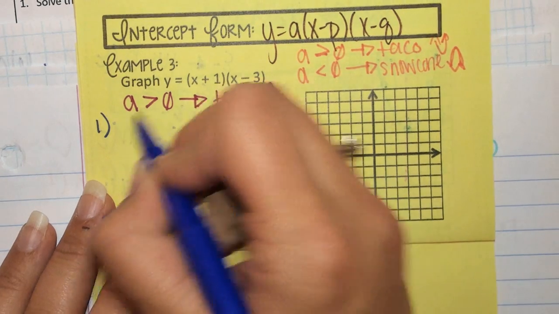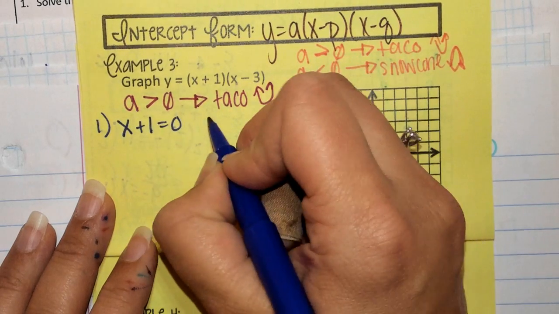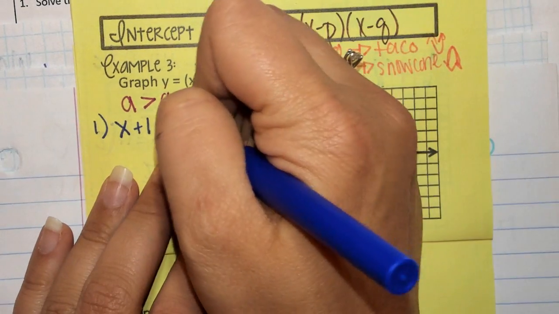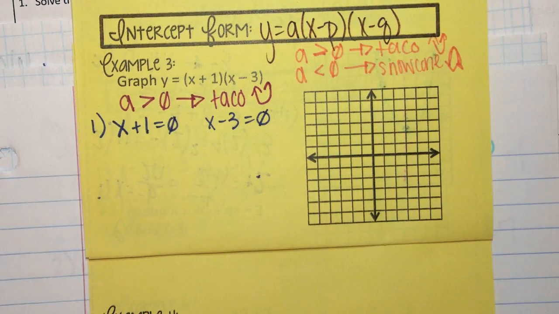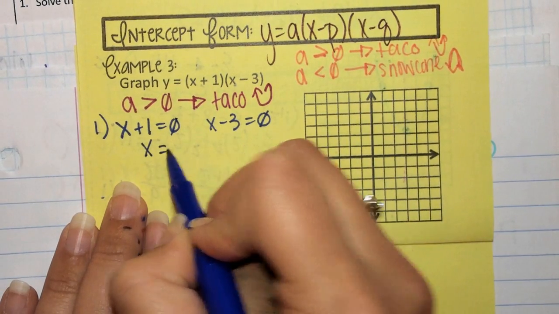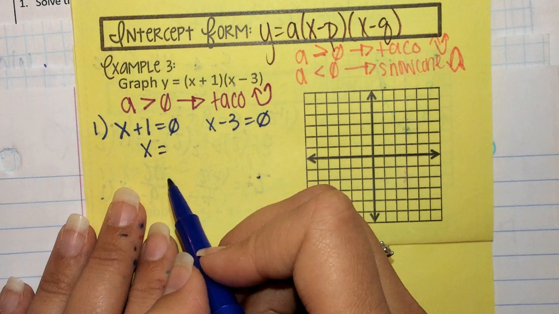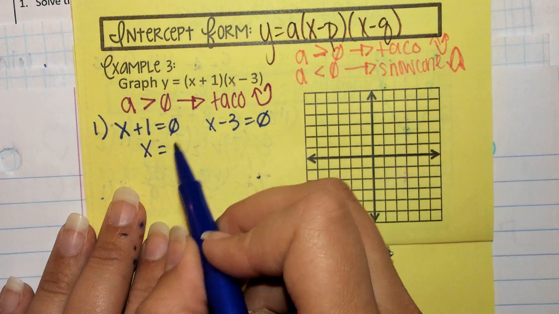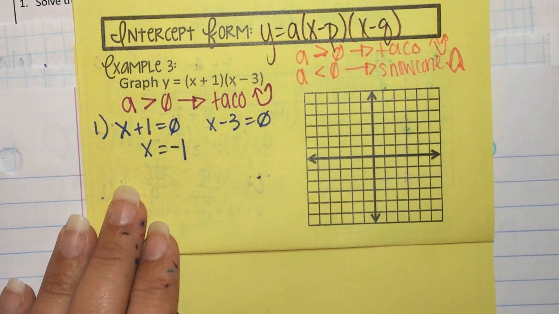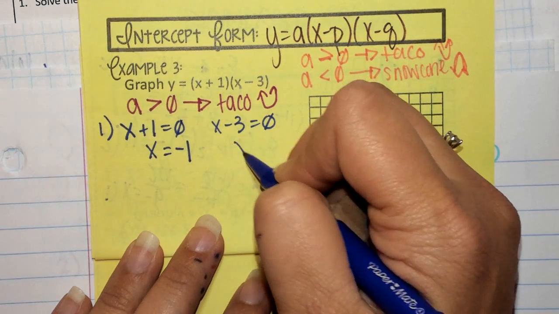You take your factors and you set it equal to 0. So you say x plus 1 equals 0 and x minus 3 equals 0. So then what is our first x-intercept? Subtract 1 from both sides. It's negative 1. Now it's negative 3. It's positive 3.